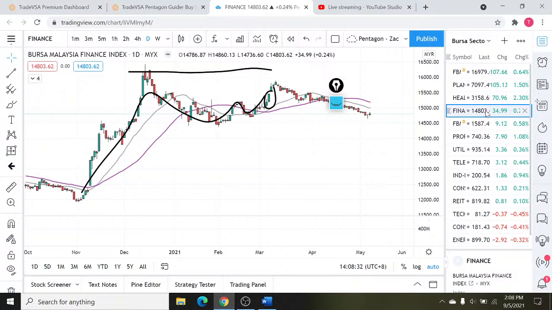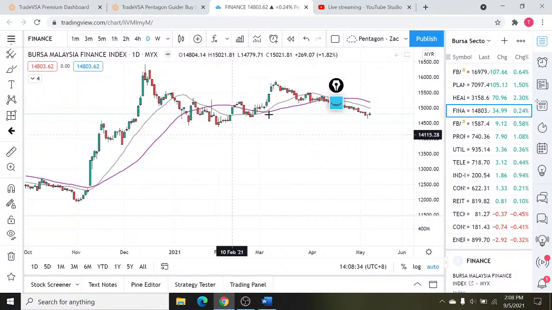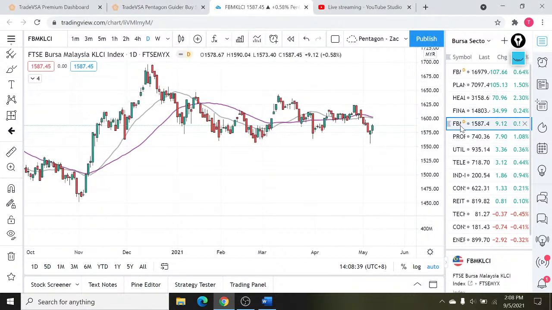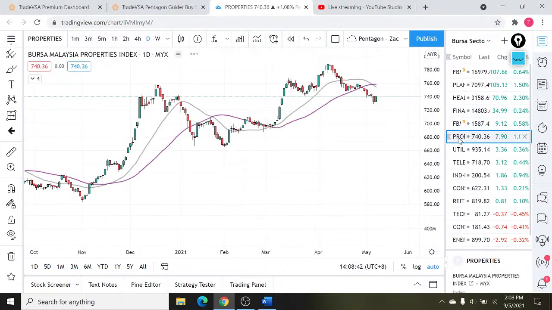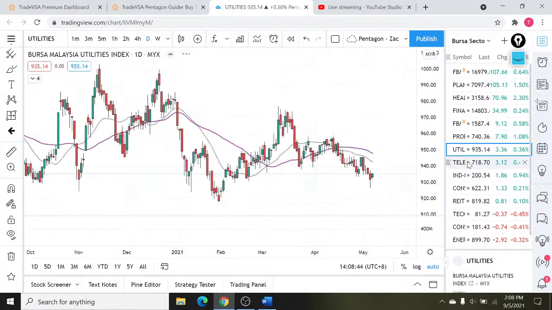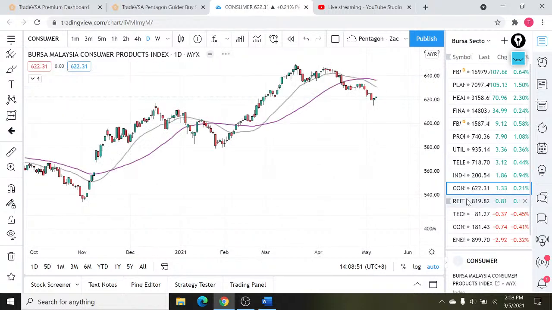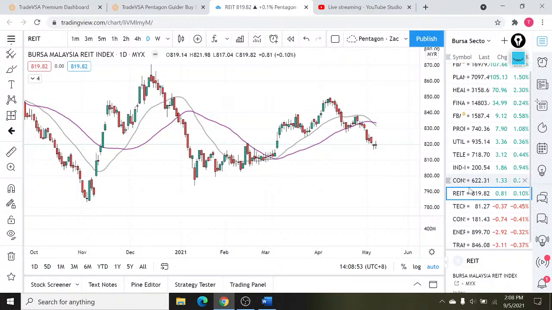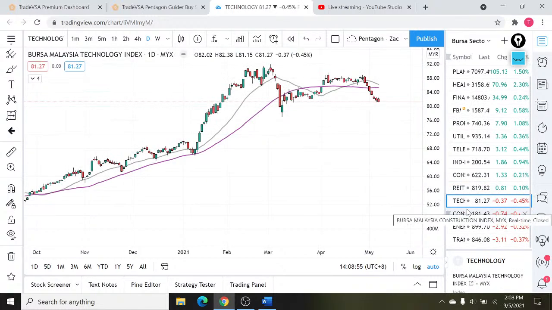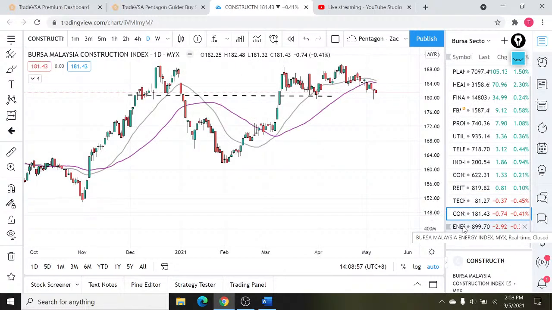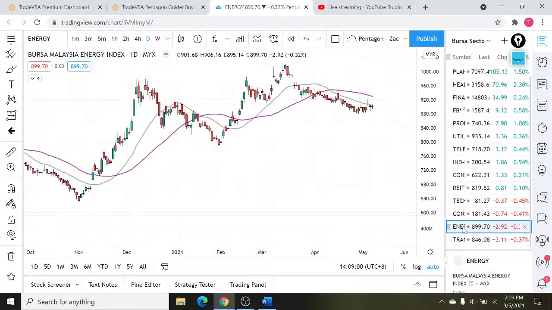I'm totally out of my glove, so I was monitoring to see whether I got any chance or not. If not, I'll focus on plantation, oil and gas. I think gold, some sort of momentum is coming back too. So these few sectors. Industrial also holding well, very nice on 2040s. Consumer weakening, REITs also weakening. Technology definitely is weakening. Construction also weakening a little bit. Energy also, but some of the charts already crossed back to 2040s.